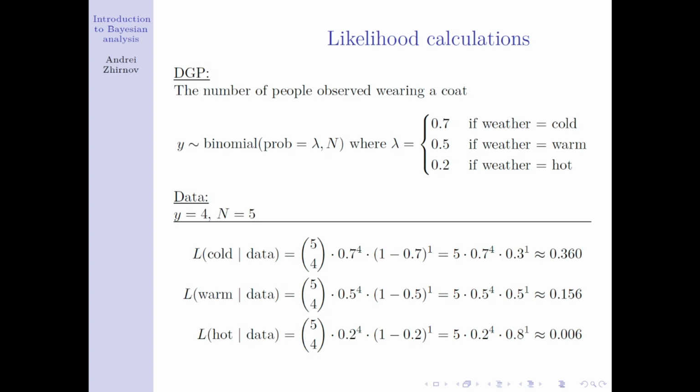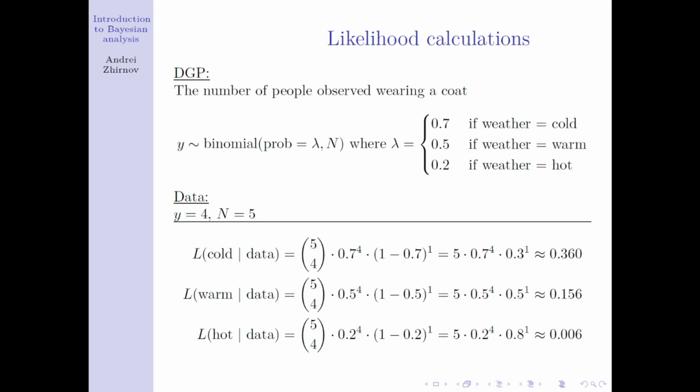One way of modeling the data generation, the process that generated these 2 numbers, is by saying that the number of people who are wearing coats, y, follows a binomial distribution with a probability equal to lambda, which depends on the weather, and the number of observations, the number of trials, equal to n. Lambda in this case is equal to 0.7 if the weather parameter is equal to cold. It is equal to 0.5 if weather is warm, and it is equal to 0.2 if weather is hot.